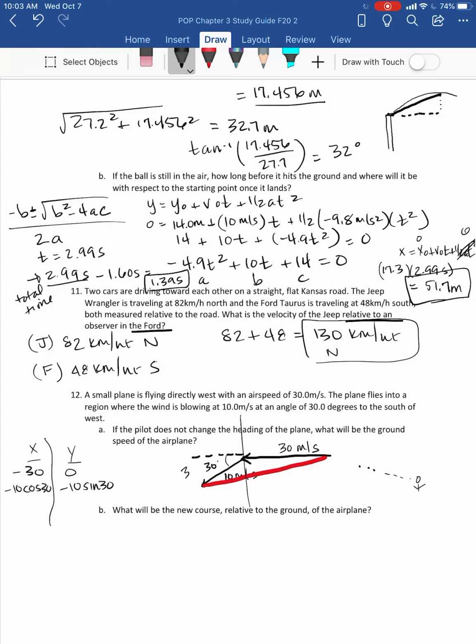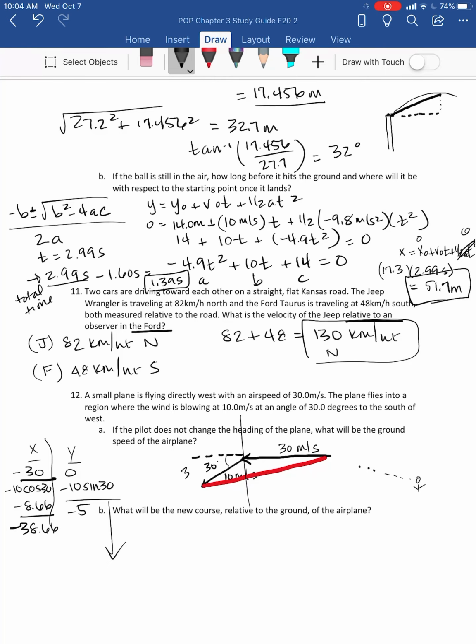So we've got negative 10 cosine 30, which equals negative 8.66. You've got to add these two together here. So you've got negative 30 plus negative 8.66. So I've got negative 38.66. Then negative 10 sine 30 is negative 5.